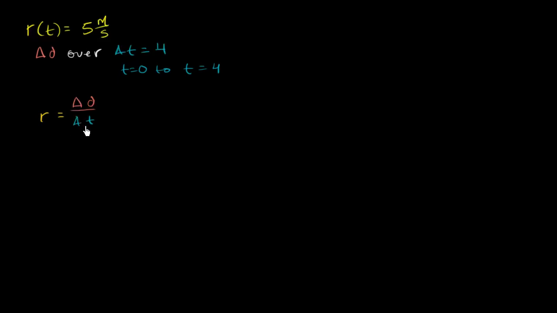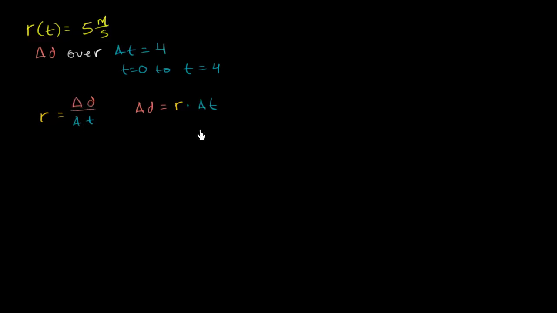Or another way to think about it, if we multiply both sides times change in time, you get your change in distance is equal to your rate times change in time. Rate times change in time. And so this is very close to, you might remember from pre-algebra, distance is equal to rate times time. And that just comes from the definition of what a rate is. It's a change in one quantity with respect to another quantity.